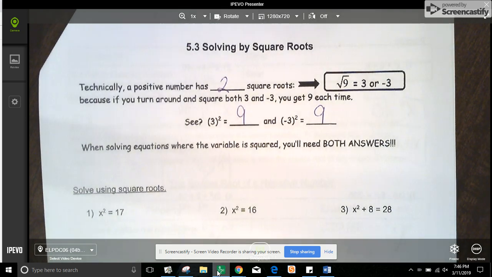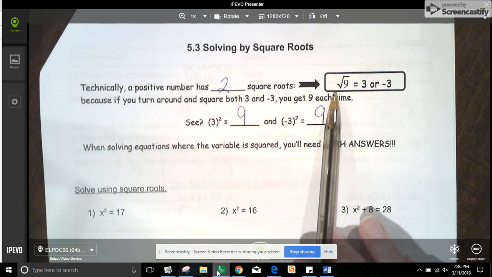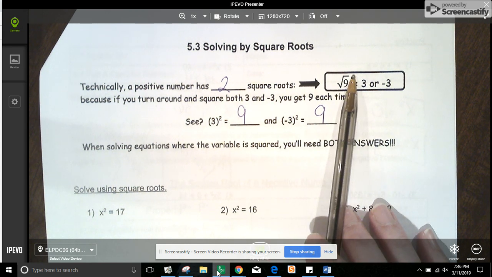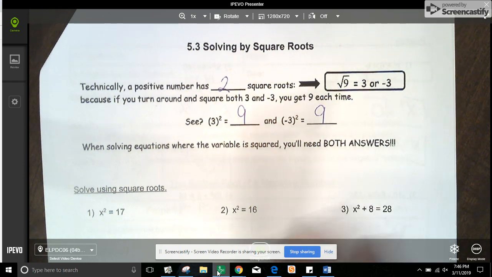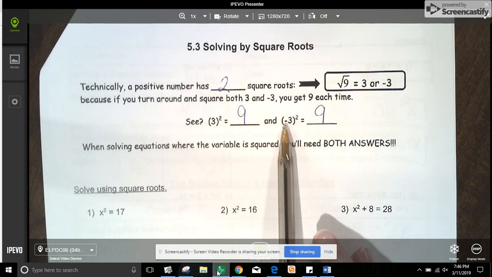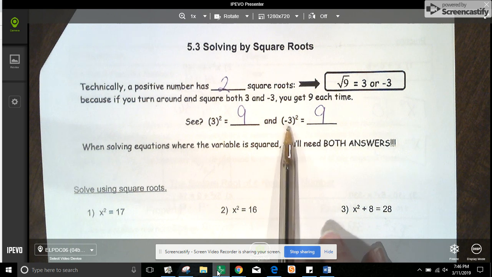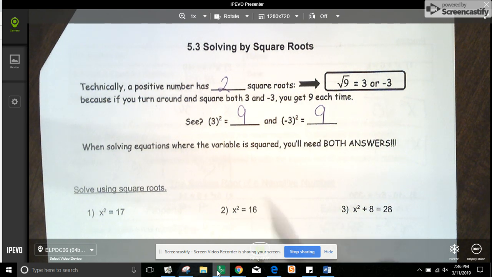Okay, so we're going to be solving by square roots. Before we even start solving, the first thing you have to realize is that you're actually going to get two answers. The reason is that when you take the square root of something, you really get the positive and the negative version. For instance, 3 squared is 9, but negative 3 squared is also 9. So positive and negative 3 squared equals 9. You have to make sure that you do plus or minus to get both answers every time.